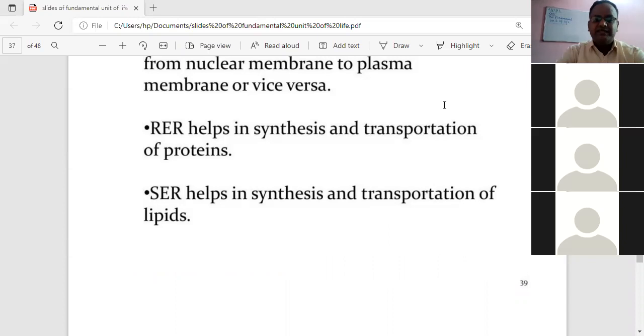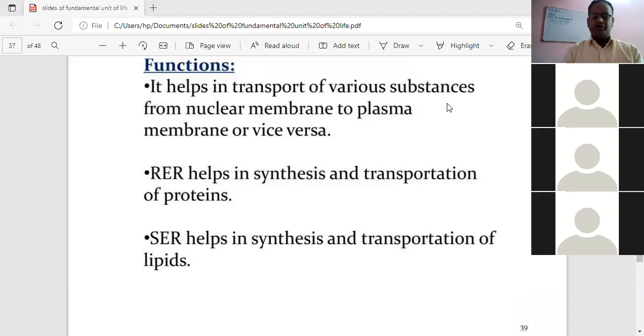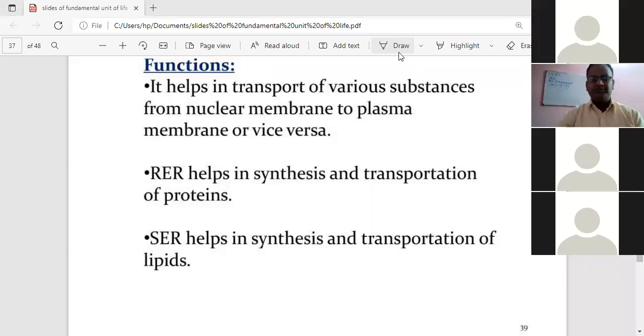So once again, I would like to interact with you all regarding the structure of the endoplasmic reticulum and its function. Quickly raise your hand so that I will get an idea also how much you have acquired. And this time the participants should be different also, the speakers, because maximum time I've seen, okay, this time Saloni raised her hand. Okay, good. Okay, Saloni, you can unmute yourself.